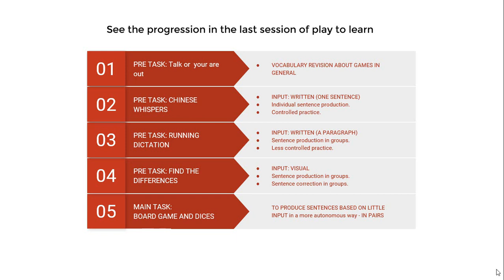In number 4, the input was visual, but there was a lot of sentence production in groups, just based on a visual input. Students also engaged in sentence correction in groups. So they corrected each other's sentences. And in number 5, ideally, when they reached this task, they were a little bit more prepared than before to be producing sentences on their own and in pairs. Not individually, not in groups, but in pairs.